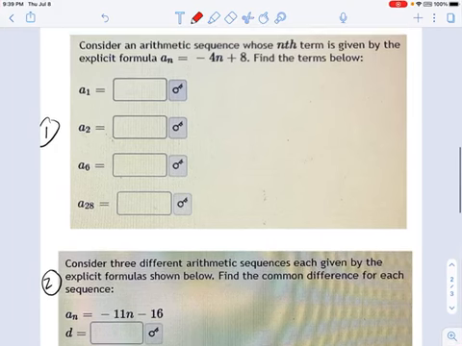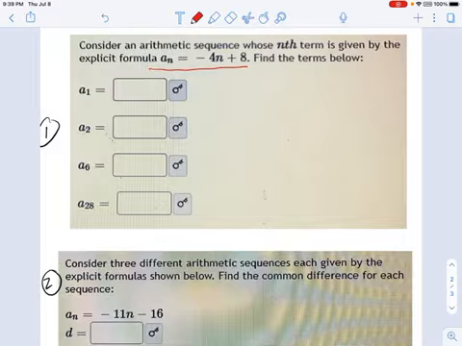Okay, so let's get a little practice using the arithmetic explicit formula. I have two examples here from the homework that you might recognize. The first one says, consider an arithmetic sequence whose nth term is given by the formula... Okay, so here's the explicit formula. It's sometimes called the formula for the nth term.